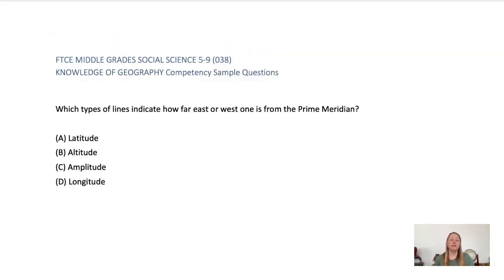Which type of lines indicate how far east or west one is from the prime meridian? A, latitude. B, altitude. C, amplitude. Or D, longitude.